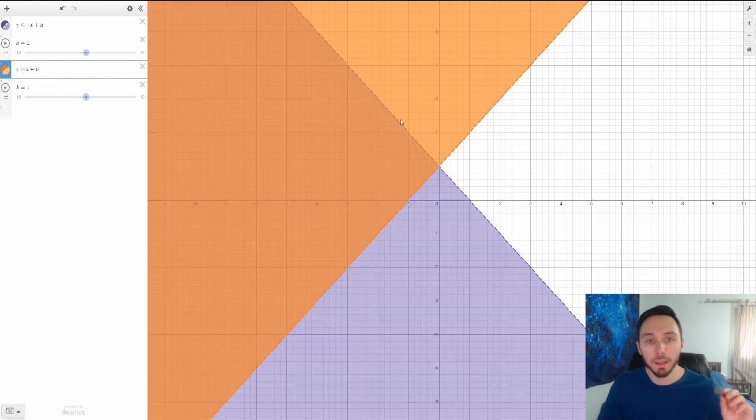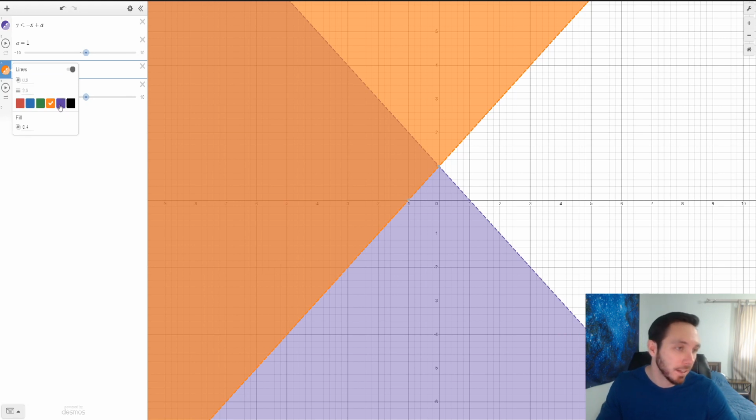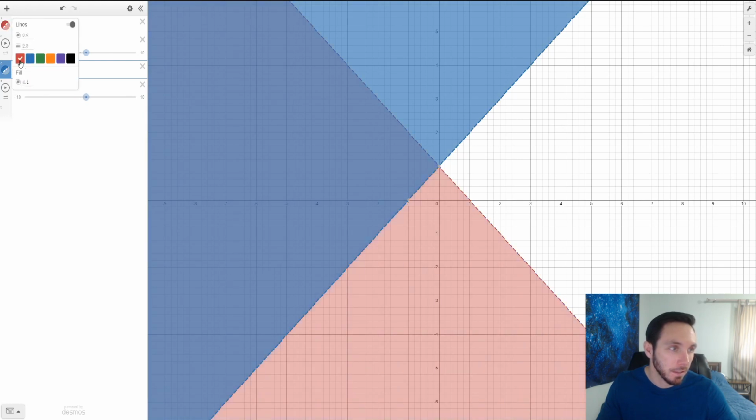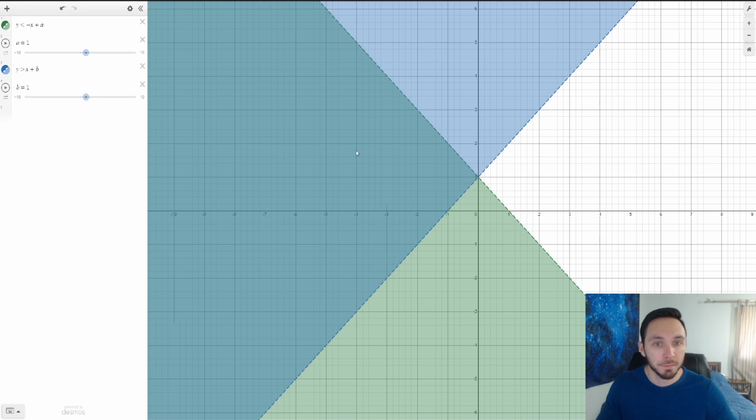So if we want a solution to a system, we have to be in both shaded regions. So I guess purple and orange, if you intersect those colors, you get a reddish color. What's nice about Desmos though is that I can change the colors if I'd like. I'll change to green, maybe blue and orange, purple. Having too much fun with this. We'll do green and blue.